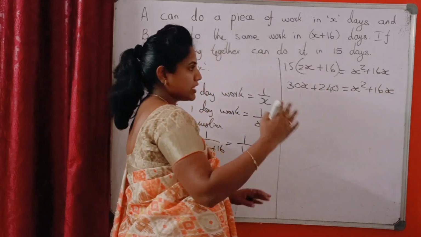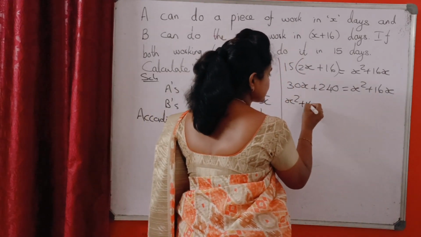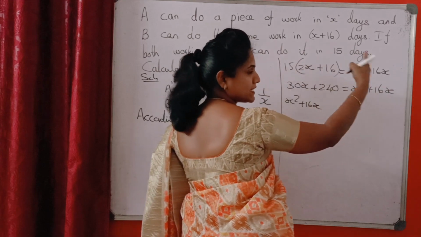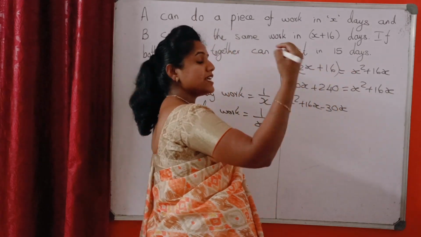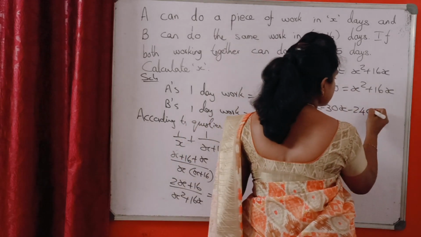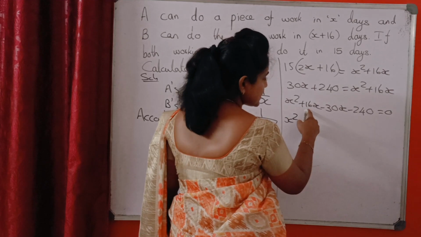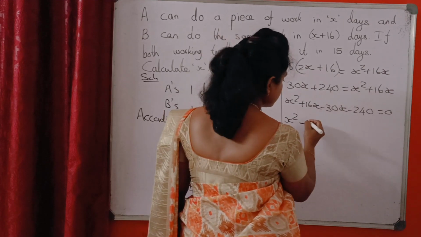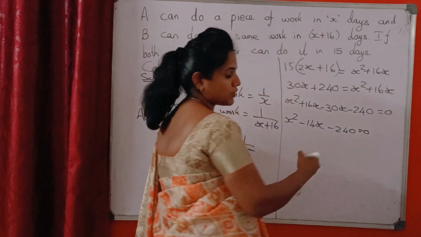Now I am taking everything to one side. I am taking this here, so I will get X square plus 16X. I am taking 30X to this side, I will get minus 30X. 240 I am taking to this side, I will get minus 240 equals 0. So now X square plus 16X minus 30X, that is minus 14X, minus 240 equals 0. We got the quadratic equation.